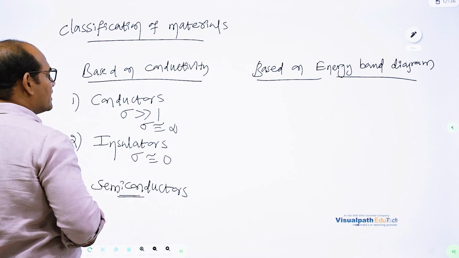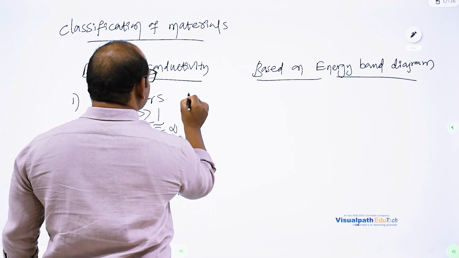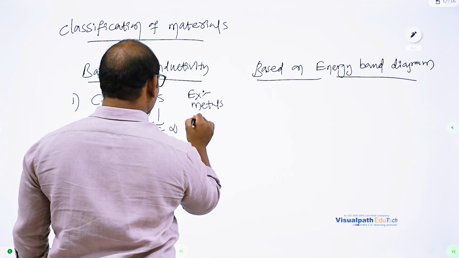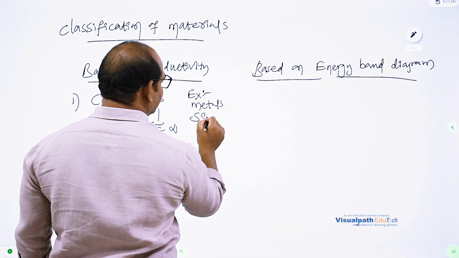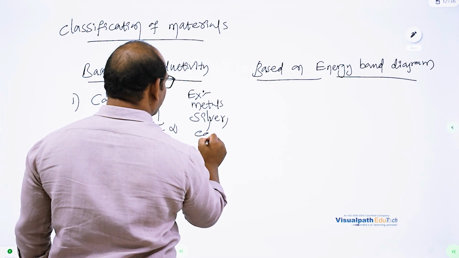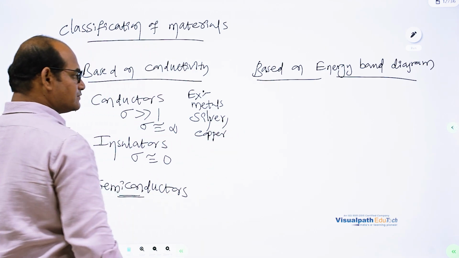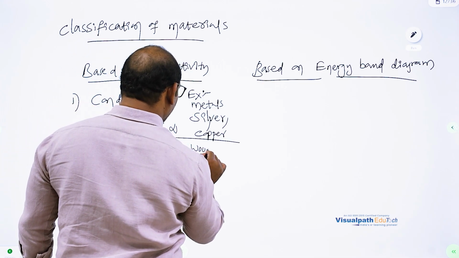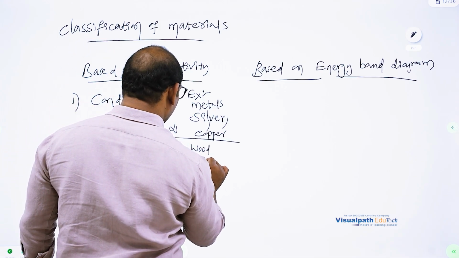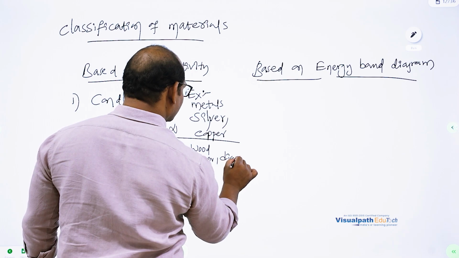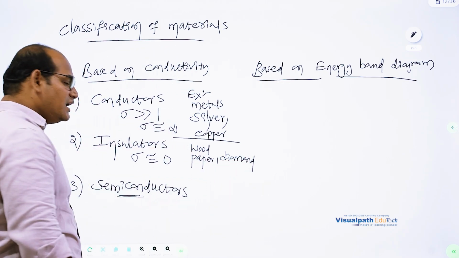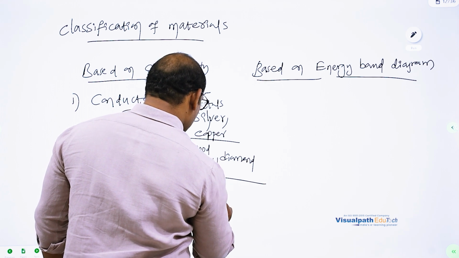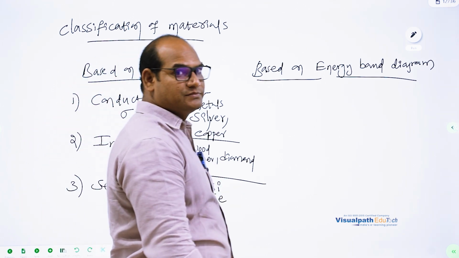Examples I am going to give here. So conductor means examples are metals like silver, copper, like this you can take. And what are the examples of the insulator is nothing but wood you can take, paper you can take, diamond you can take. These are the examples of the insulator. What about semiconductor examples means already we have seen those are silicon and germanium.